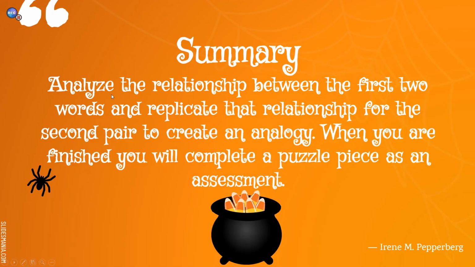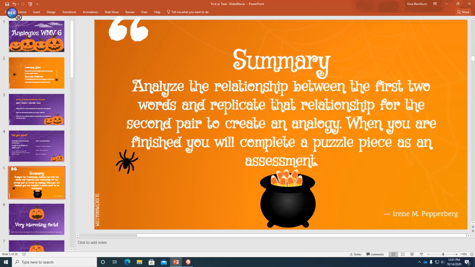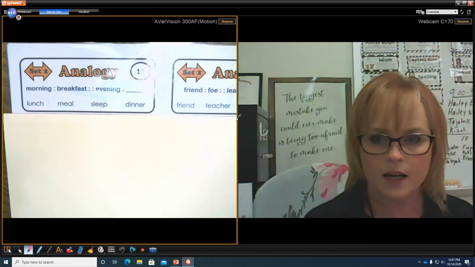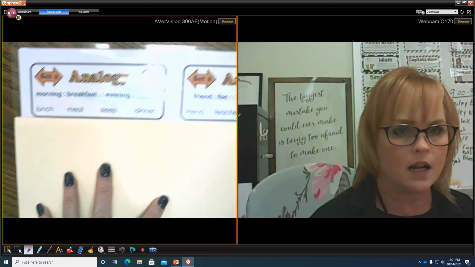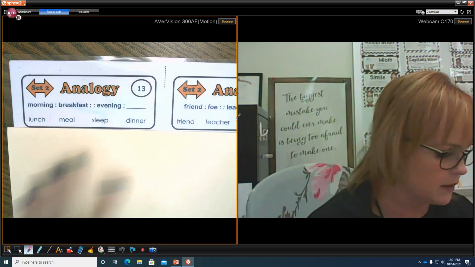So in summary, you analyze the relationship between the first two words and replicate that relationship for the second pair to create an analogy. When you are finished, you will complete a puzzle piece as an assessment. All right, very good. So let's take a look at some more analogies here. I have some task cards and we can do a little bit more practice.